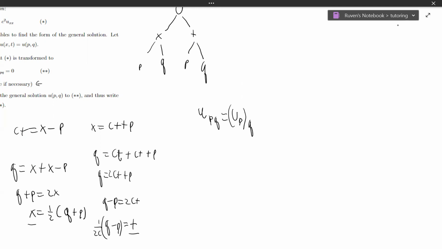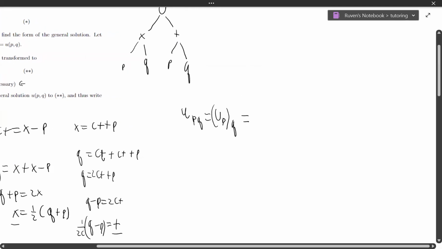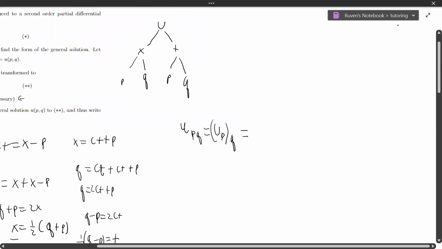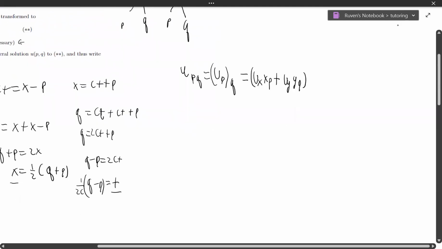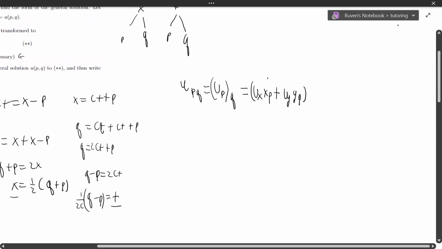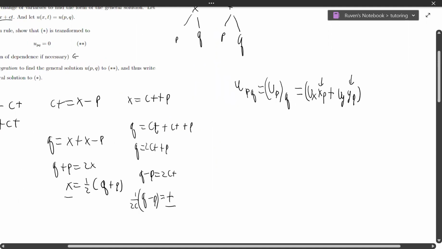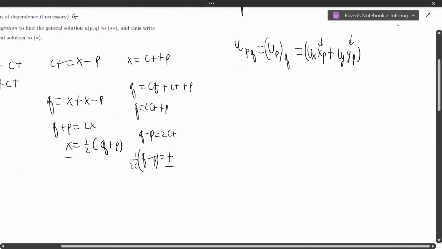So now let's figure out what u_p is. u_p would be u_x x_p, the partial derivative of u with respect to x and then the partial derivative of x with respect to p, plus u_t t_p. So now we can right away solve for x_p and t_p just by coming back here and actually solving it.